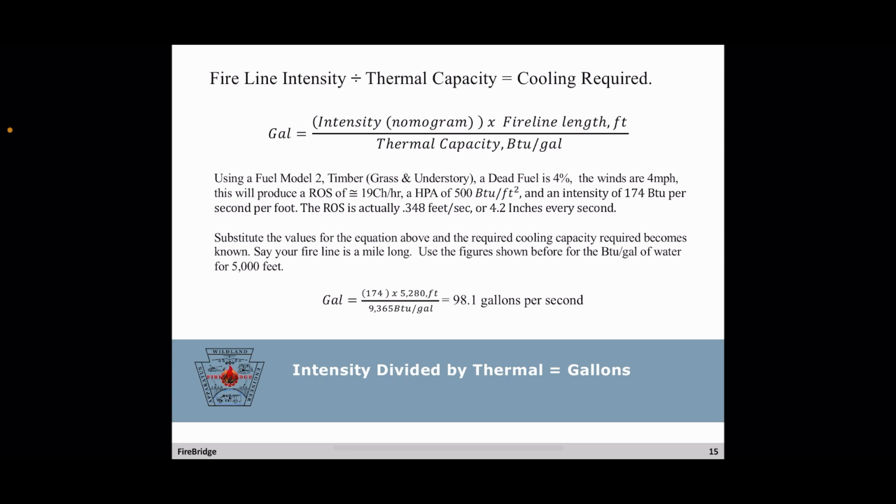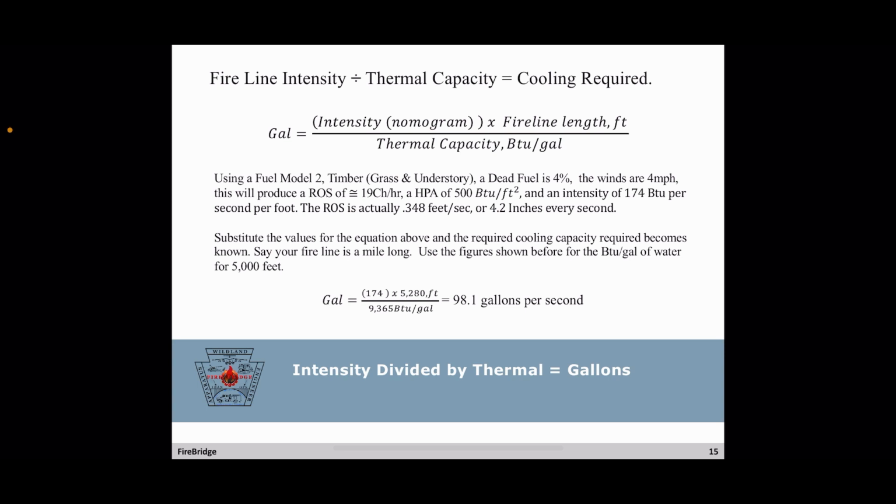So say your fire line is a mile long. Use the figures shown above for the BTU per gallon of water for 5,000 feet. Hence, 174 BTU per second per foot times 5280 divided by 9,365 BTU per gallon equals 98 gallons per second. So 100 gallons every second is required for a mile-long fire line. That's what that's telling you.